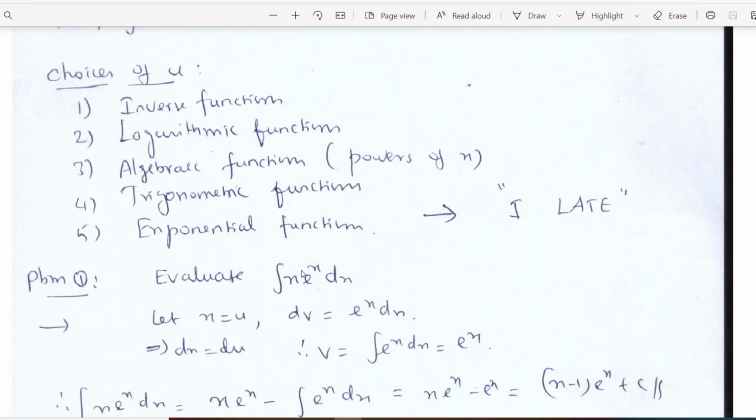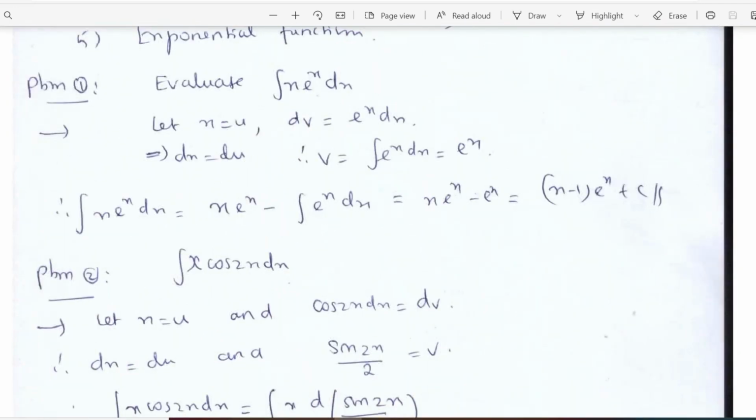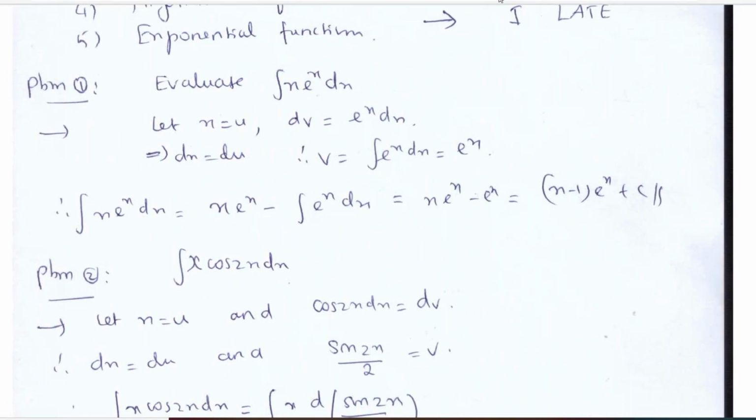And the second priority is for logarithmic functions. There are no logarithmic functions here. And third one is for algebraic functions. Algebraic functions means powers of x. Here we have x, power is 1. So I am going to take it as u. My u is x. What is dv? The remaining part is dv. So dv is e power x dx. You'll understand?